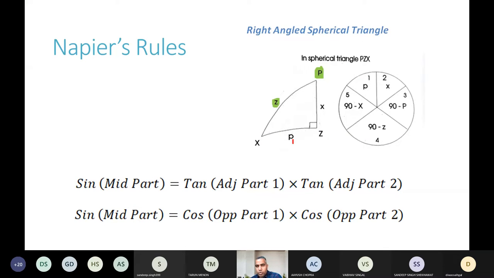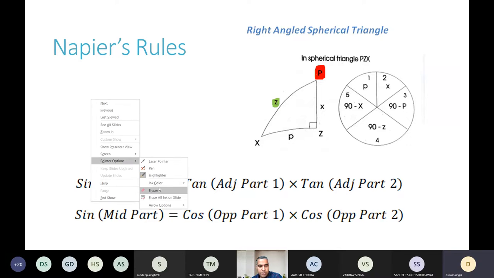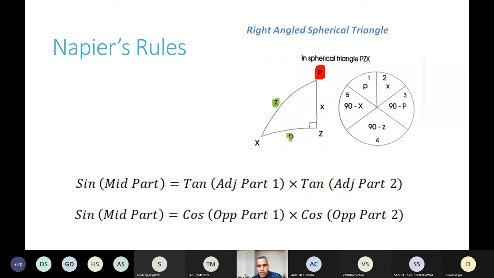Okay, so you want to find capital P. All right, and the known part is one small z, and the other one, beta? Small p, sir. Small p, this is known to us. Let me mark it in green. Okay, yes, it's done, beta.